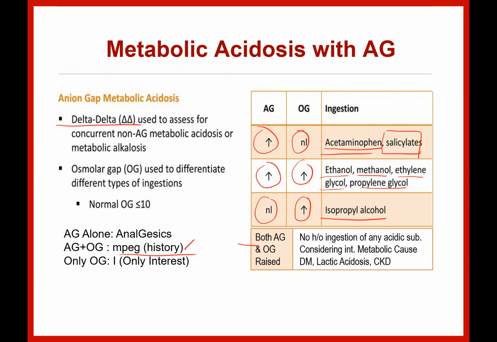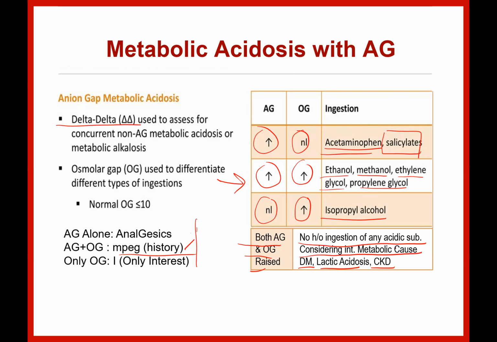Okay. If both the anion gap and the osmolar gap are raised, we are here. Other than the poisonings, if there is no history of any poison ingestion, then you have to consider internal metabolic causes like diabetes, lactic acidosis, and CKD. So if there is an anion gap, delta gap, and an osmolar gap, both are raised. Either I am dealing with poison or I am dealing with a metabolic disorder. Look at the history. History says ingestion of substance. What substance? Methanol, ethanol, ethylene glycol, propylene glycol.